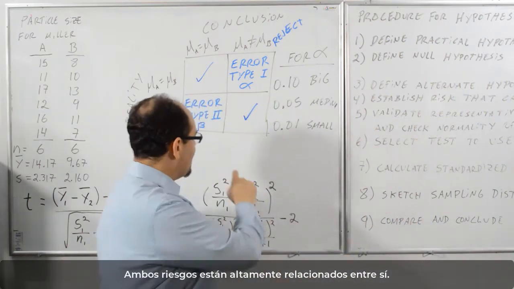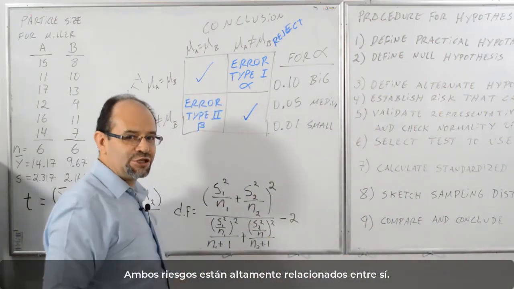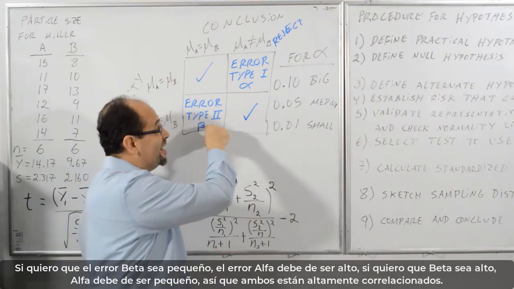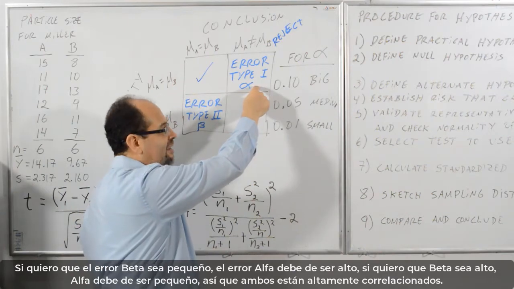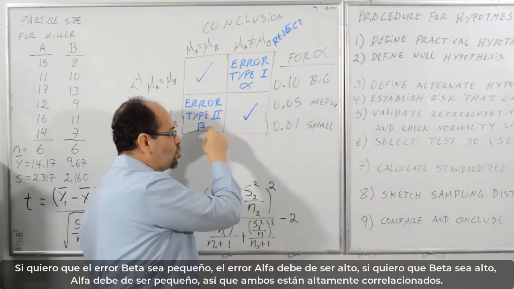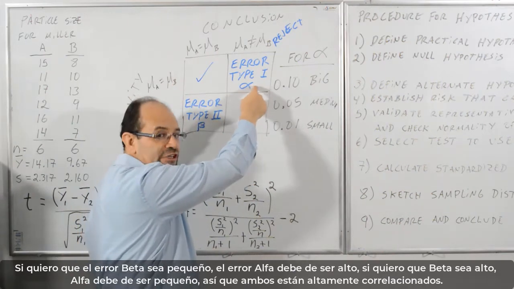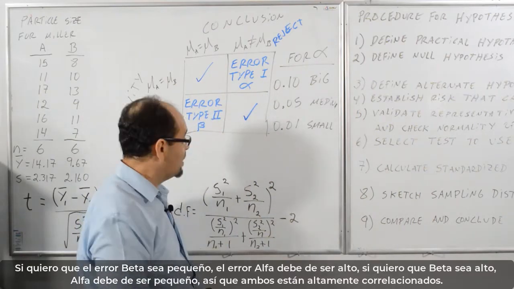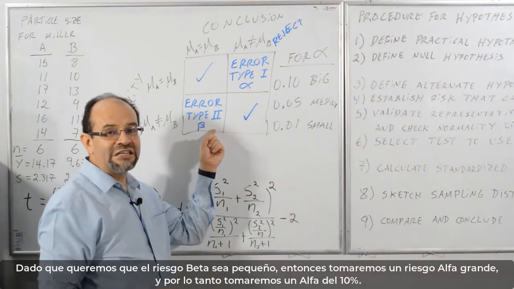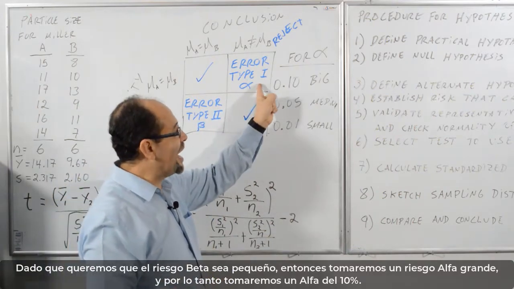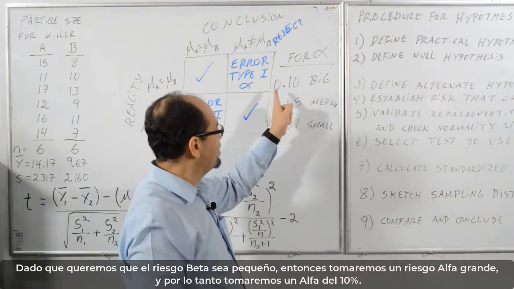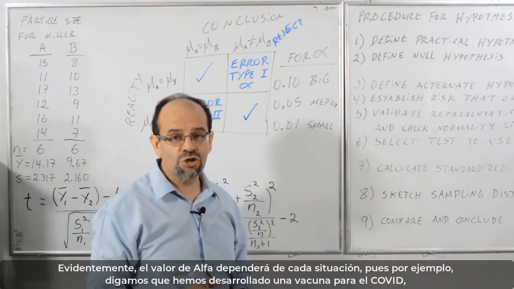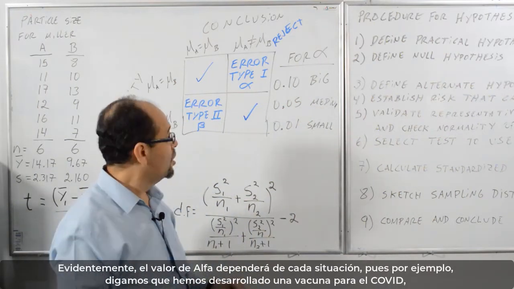Both risks are highly correlated with each other. If I want this to be small, this has to be high. If I want this to be high, this has to be small. So they both are highly correlated. Because I want to keep this one small, I will take alpha big, and then I will take a big risk. Of course, it depends on what you are talking about.